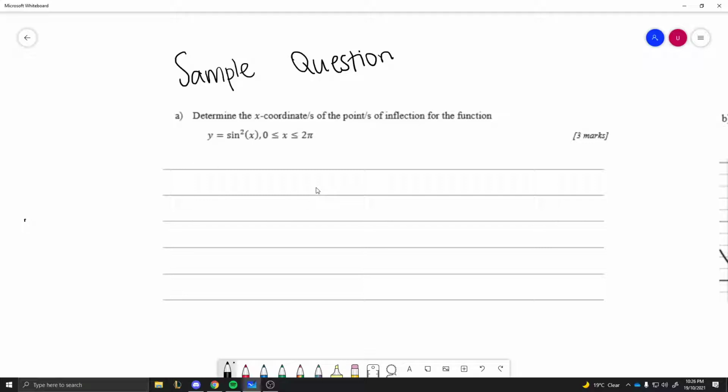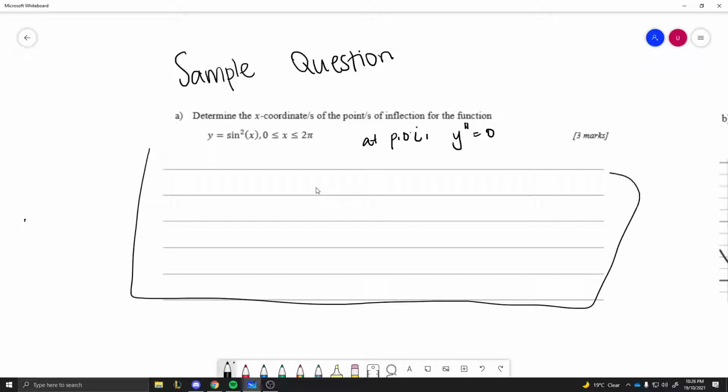First, we need to know the points of inflection for the function. At a point of inflection, f double dash, or in this case y double dash, y double prime, whatever you want to call it, the second derivative of y, is equal to 0 at the x-coordinates for the points of inflection. This is also quite useful because it asks for the x-coordinates, not the y-coordinates, so we don't need to sub them back in. I guess that's why it's a limited working space.